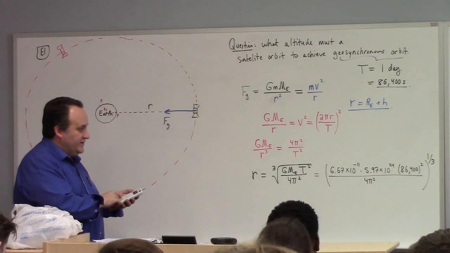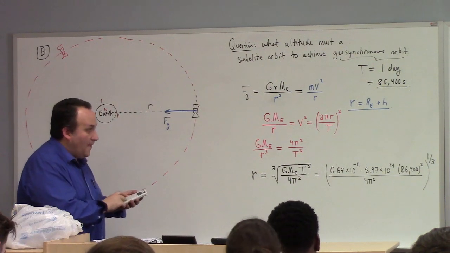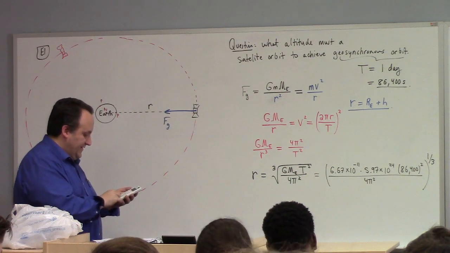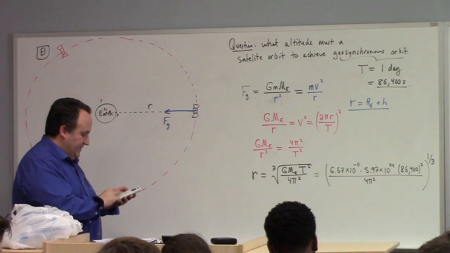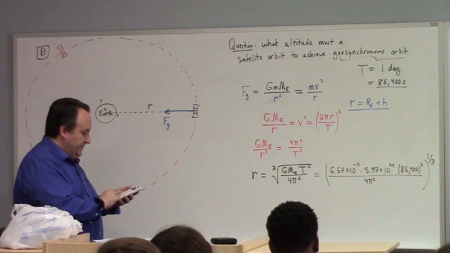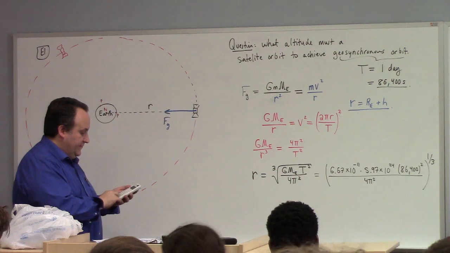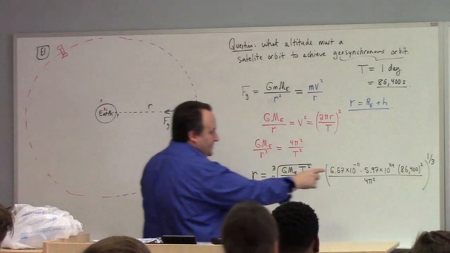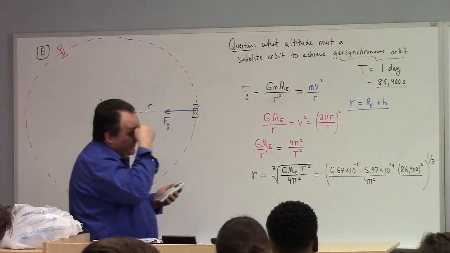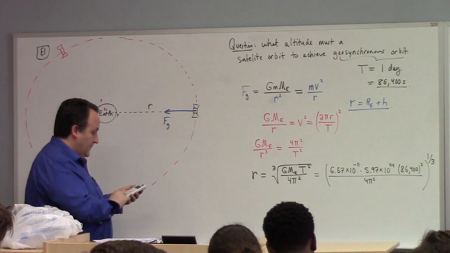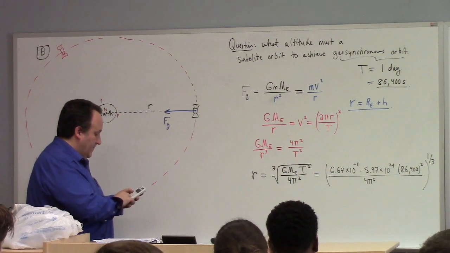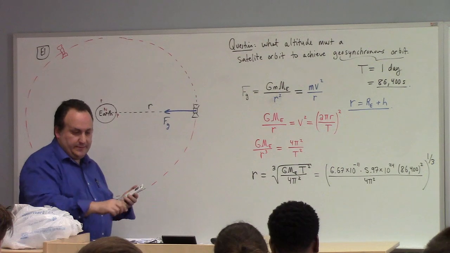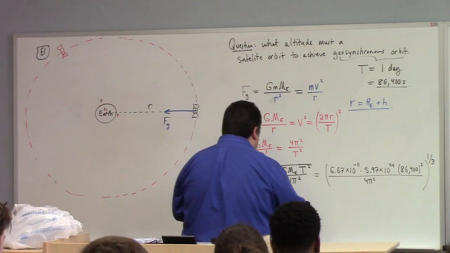All right, let's see here. 6.67 times 5.97 times 86,400 squared divided by 4 pi squared, times 10 to the what? 24 minus 11 is 13. And then I got to cube root all that. All right. See if you guys agree with me.